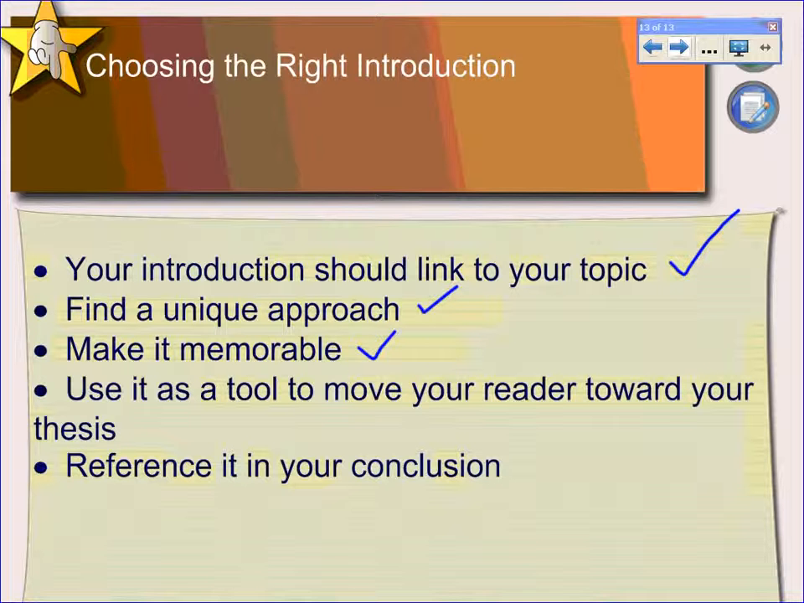You want to make sure that your introduction is a tool that moves your reader towards your thesis and the rest of your paper. And if you really are thinking ahead, it's always good to reference your introduction when it comes time for your conclusion to kind of bring things full circle. That's your writing tip for the day.